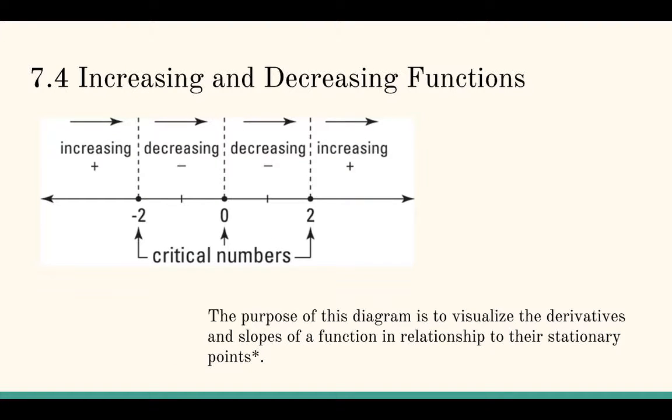Another thing important for this section is a sign diagram. Sign diagrams tell you the stationary points in a graph and the way that it points in between, if it's positive or negative. The purpose is to visualize the derivatives and slopes of a function in relationship to their stationary points. It's helpful, especially if you're a visual learner, because it helps you literally see the graph and its directions, whether it's increasing or decreasing, at what points it begins to increase or decrease, and at what points it is neither decreasing nor increasing.